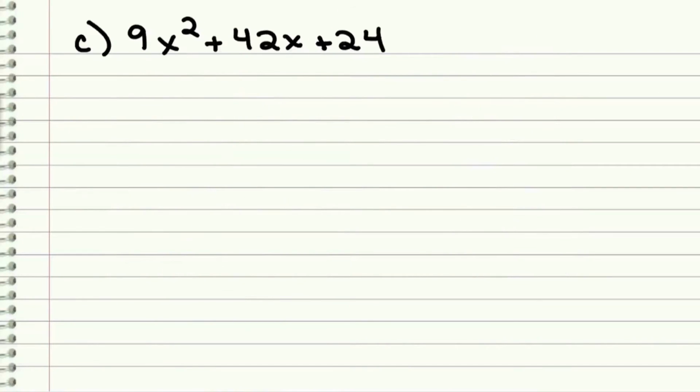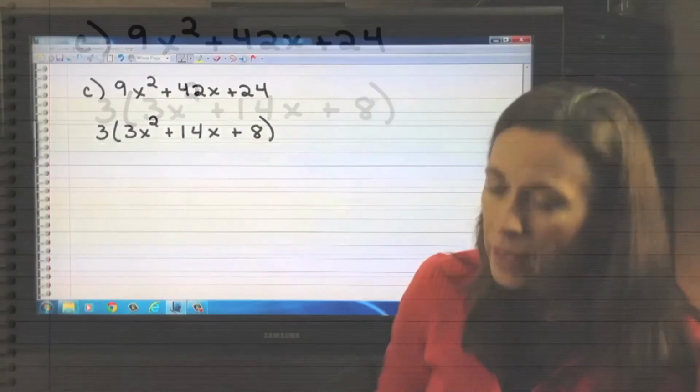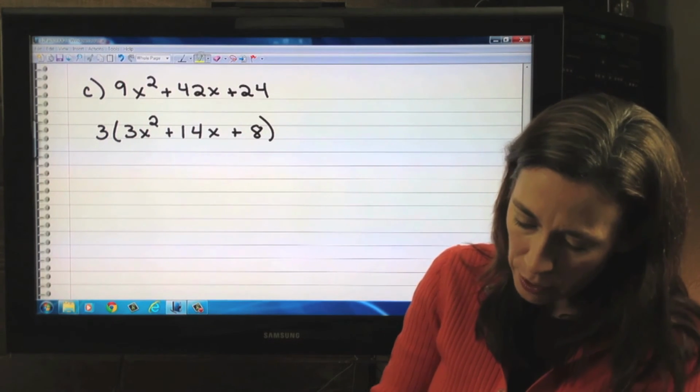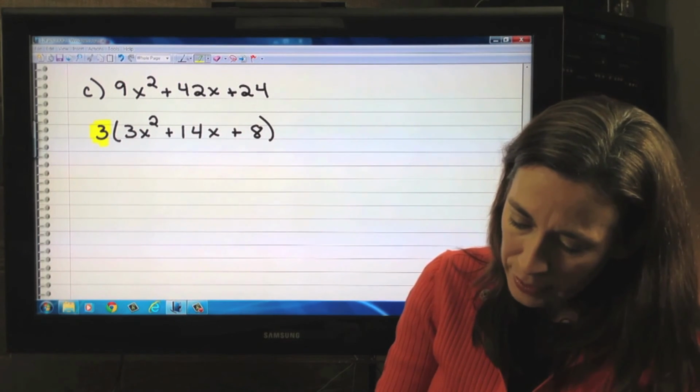Last but not least, number 9, we do have a trinomial. Our front runner is 1. However, we do have a GCF. There is a 3 in common. So if we factor out a 3, that would leave us with a 3x squared plus 14x plus 8.